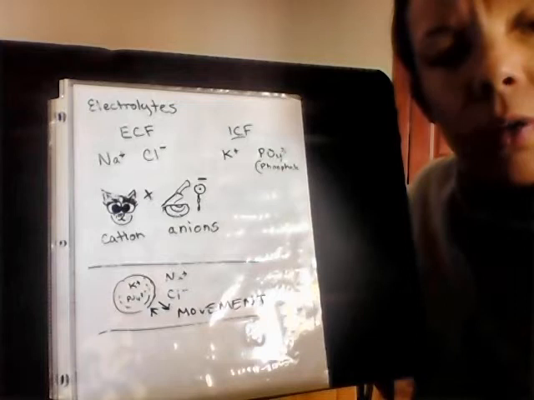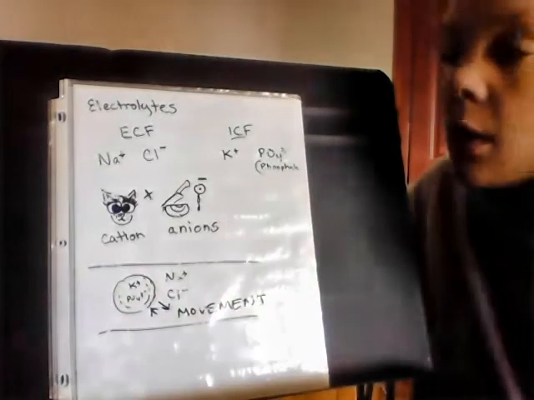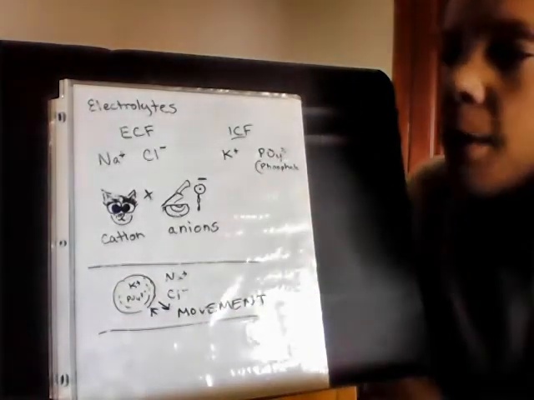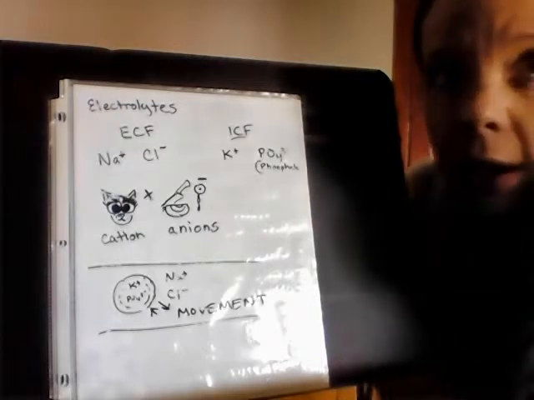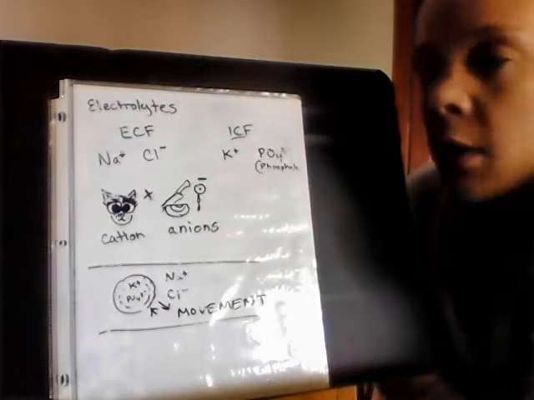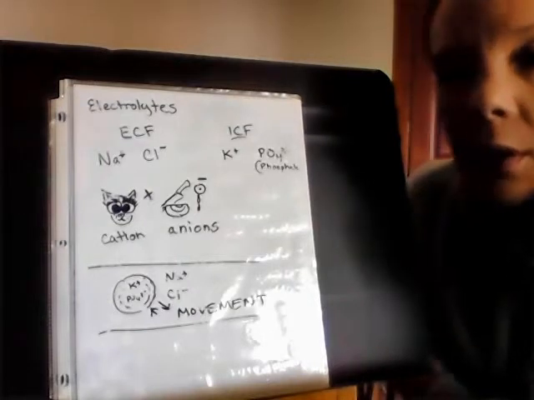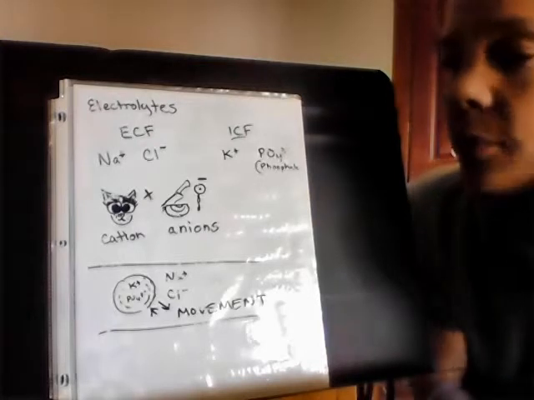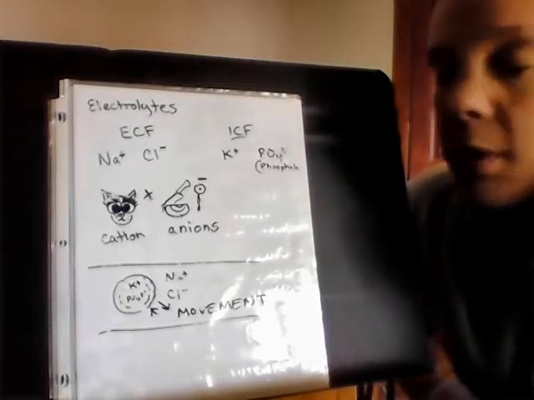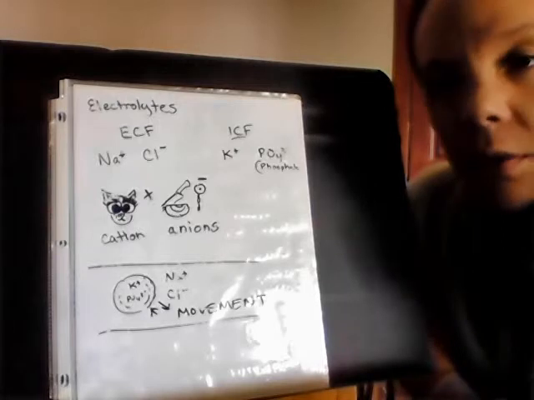We have other things. We have electrolytes in there. Electrolytes are basically anything that can be dissolved in water and have a charge, or an ion. So that is what an electrolyte is. Electrolytes can be positive or negative.